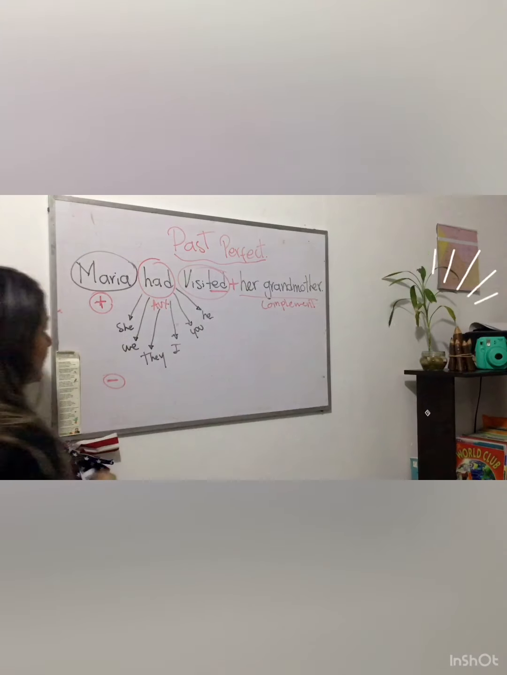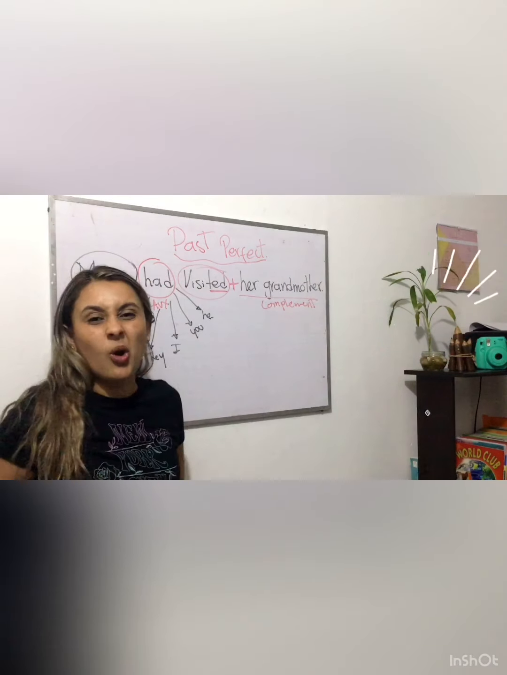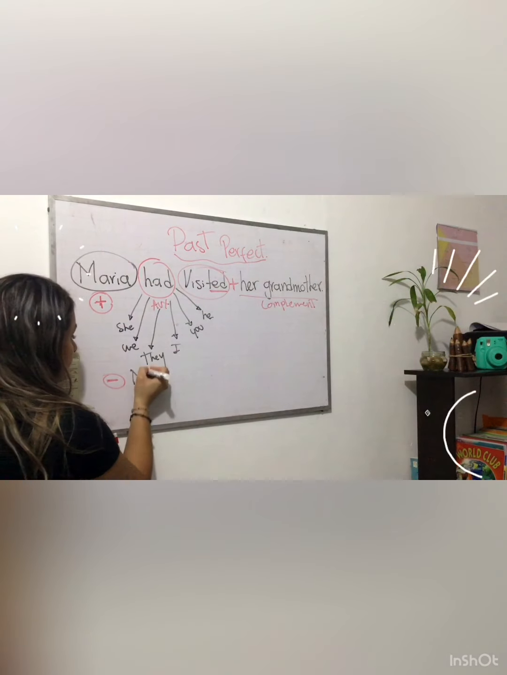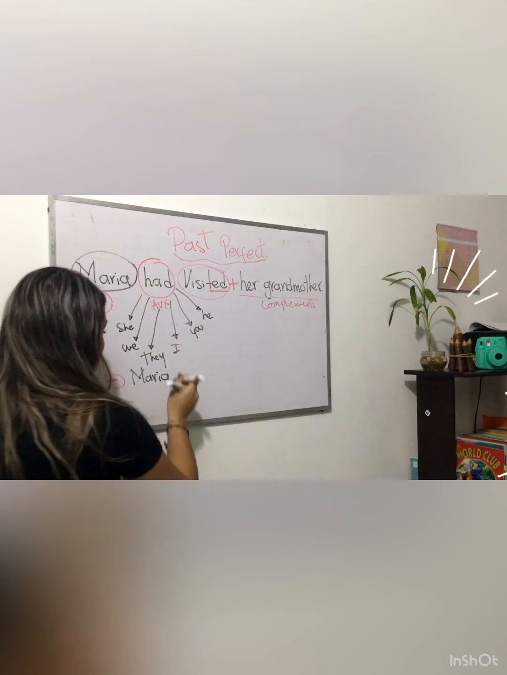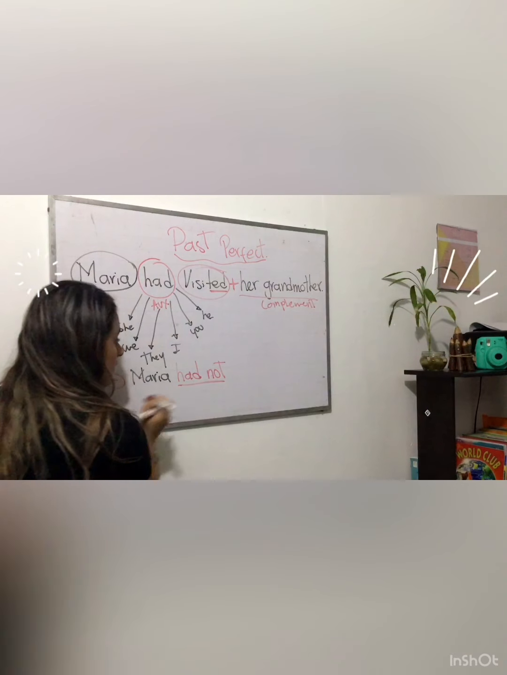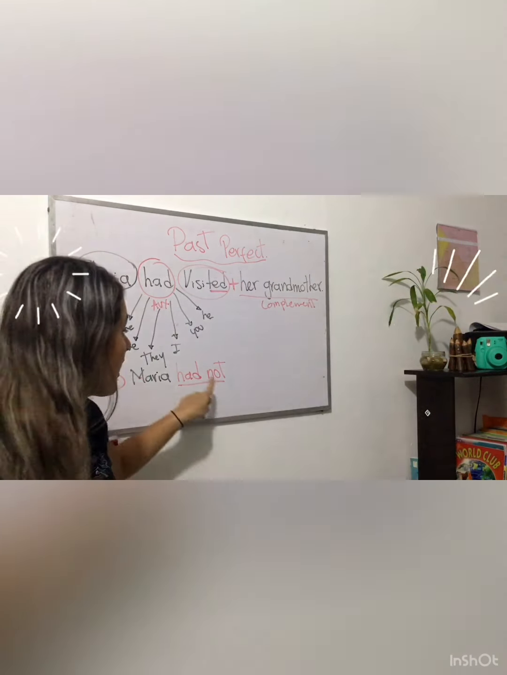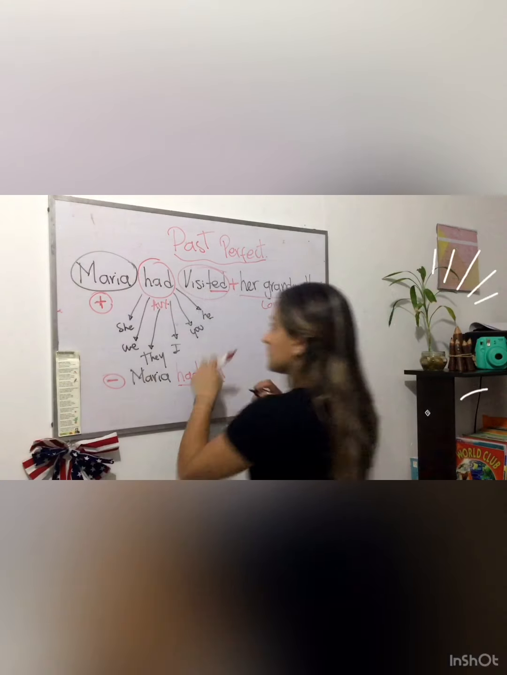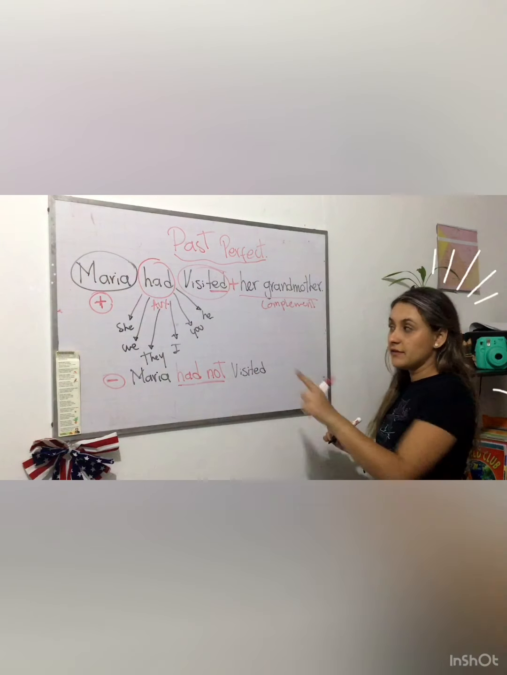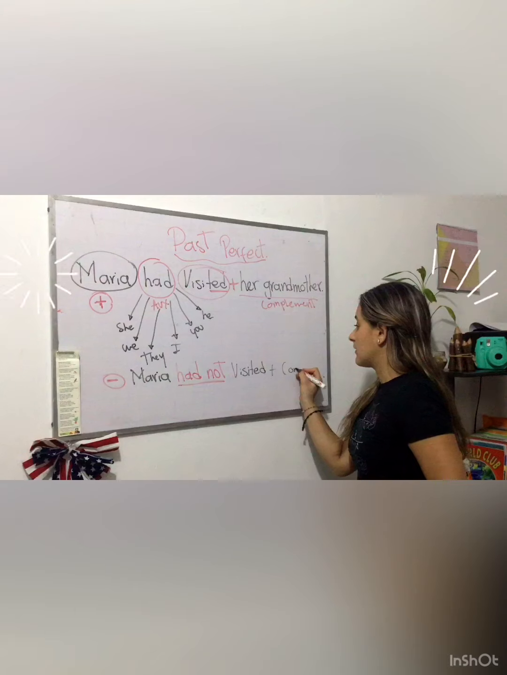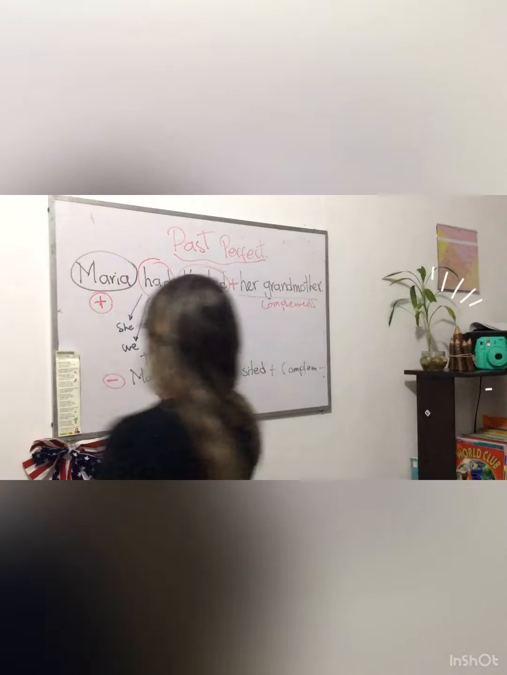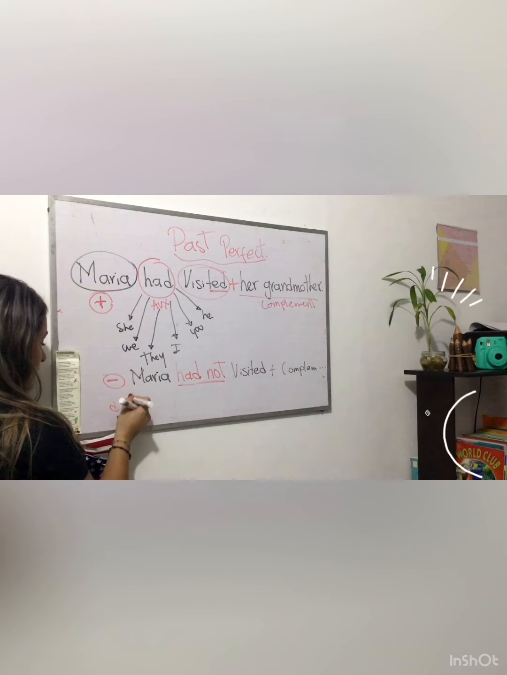So, let's check. It says, María had visited her grandmother. ¿Cómo la podríamos hacer negativa? ¿Cómo hago esto negativo? Fácil. So, subject, auxiliary, not, always. For negation, had not. Then you have the verb, and then you have the complement. Ta, ta, ta, ta. Okay? That is the negative.